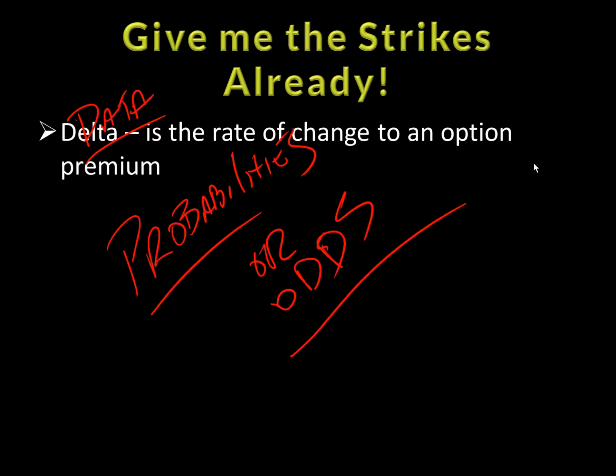So if I'm selling a 16 delta, that means my probability of success is 84%, because delta also tells us not only the rate of change to that option's premium, but the probability of that option strike being in the money by 1 penny. So if I'm selling a 16 delta, I have an 84% probability of winning and a 16% probability of being 1 penny in the money at expiration. So we have better odds using this type of strategy.